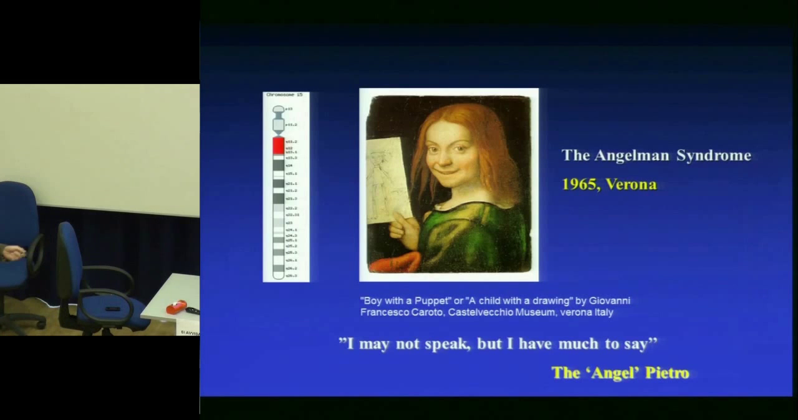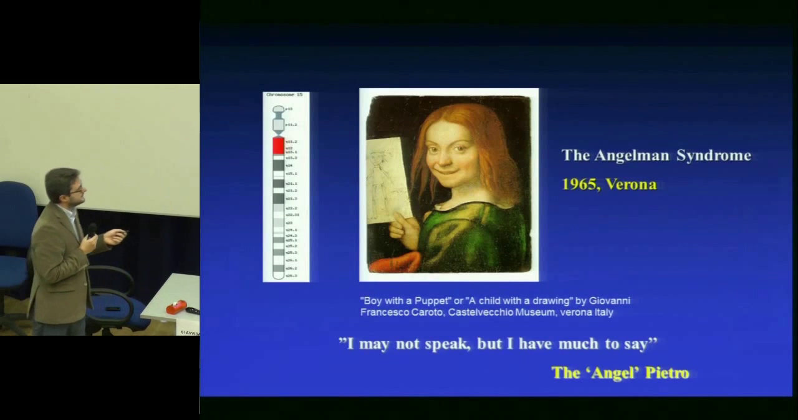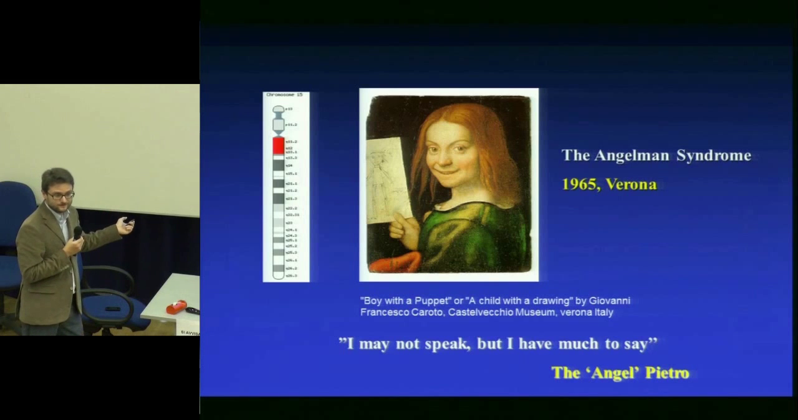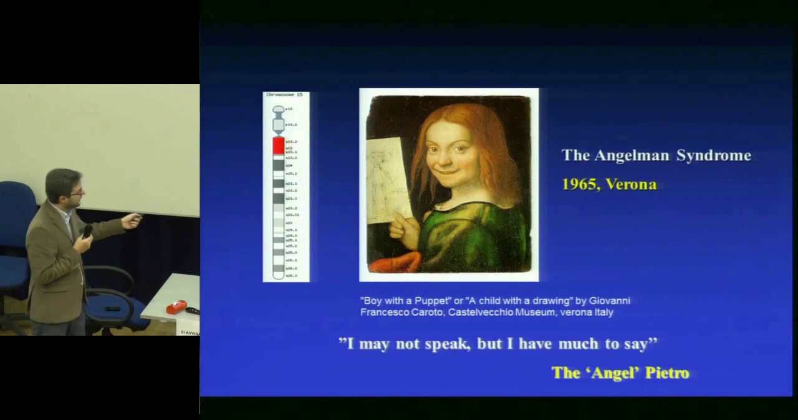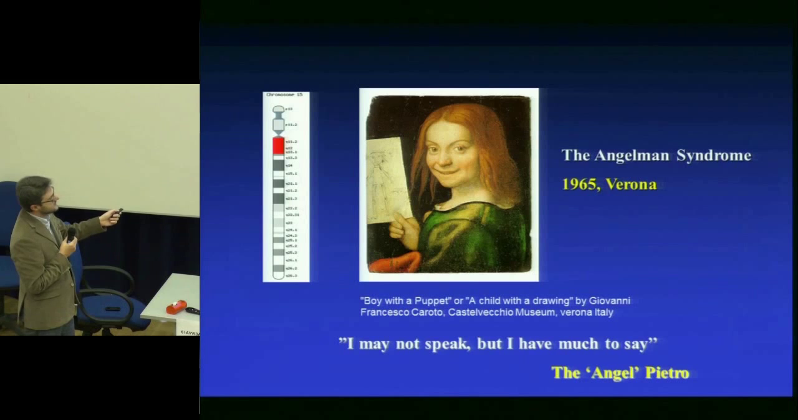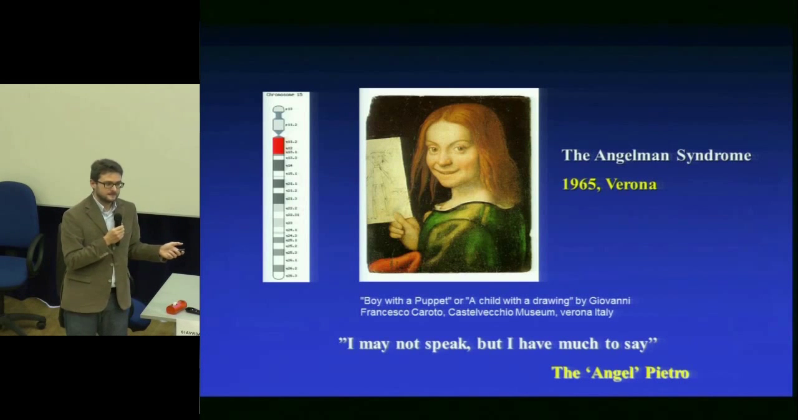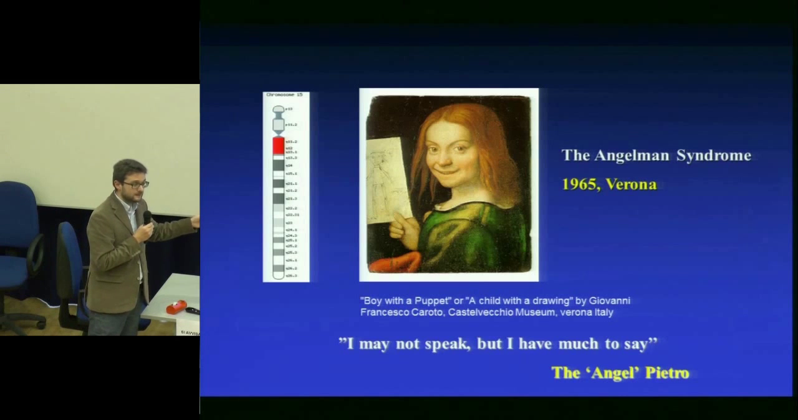That's modern medicine. So that's the genetic disorder. It's a new genetic disorder discovered in 1965. So, yesterday, let's say. A pediatrician came to Italy, to Verona, to a museum, saw this picture of a boy with a puppet, and said, oh, I have three patients like that. And he described for the first time Angelman syndrome, calling them the happy puppet. So medicine, and research, is also case reports.